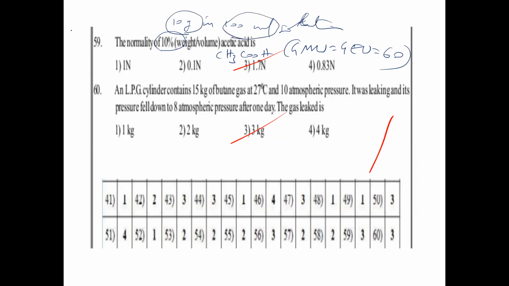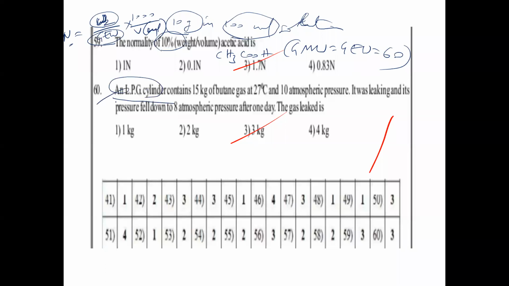Okay, normality formula: normality is equal to weight of solute by gram equivalent weight of solute into 1000 by volume in ml. So here weight is given, 10 grams. 10 by 60 into 1000 by volume, which is given as 100 ml. Like this we find normality. So normality is 1.7 normal.